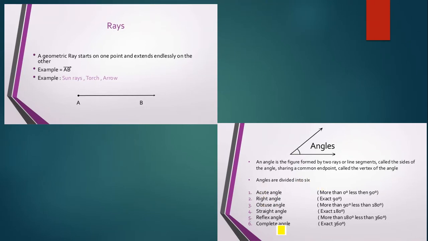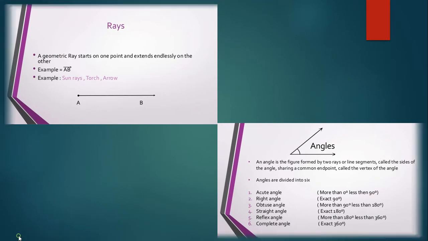So here we have: acute angle, which is more than 0 degrees and less than 90 degrees; right angle, which is exactly 90 degrees; obtuse, more than 90 but less than 180; straight, exactly 180 degrees; reflex angle, more than 180 degrees and less than 360 degrees; and complete, exactly 360 degrees.